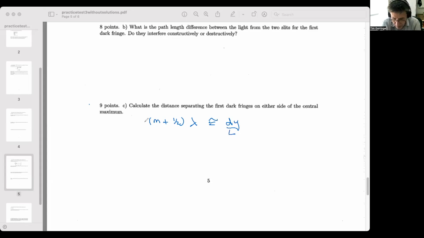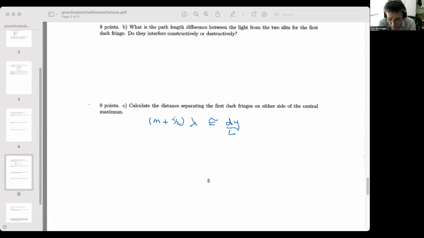It's the equation that tells us positions on the screen. So y is the position on the screen, rather than the angle or the direction of the fringe. It's an equation that is approximate rather than exact, because it uses an approximation for the sine of theta, the sine of the direction of the dark fringe. And again, it's an equation that represents the dark fringes.